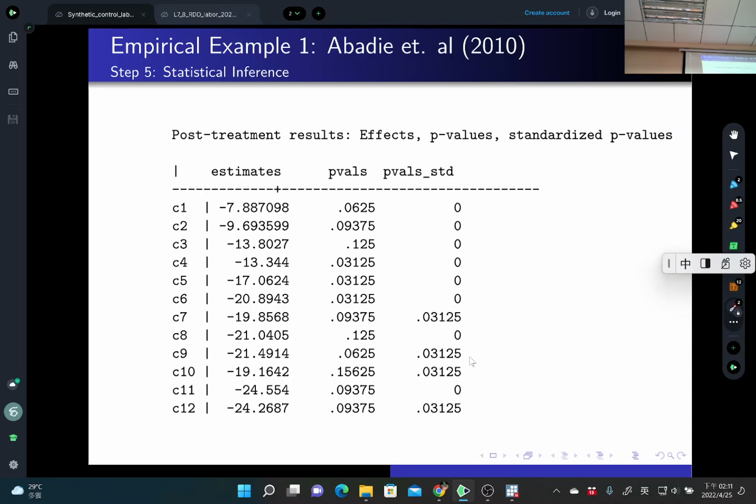But this is just a simple p-value, and does not take into account the pre-treatment RMSPE. So it also gives you the standardized p-value. After you take that into account, you find your California estimate is very significant, because California's estimate has very small pre-treatment RMSPE. Many placebo estimates have a very big effect, but their pre-treatment RMSPE is also very big. So when you take this into account, they are not bigger than the California estimate. So usually we will use the standardized p-value as our benchmark when we do hypothesis testing. This means no one is bigger than the California one. Okay.